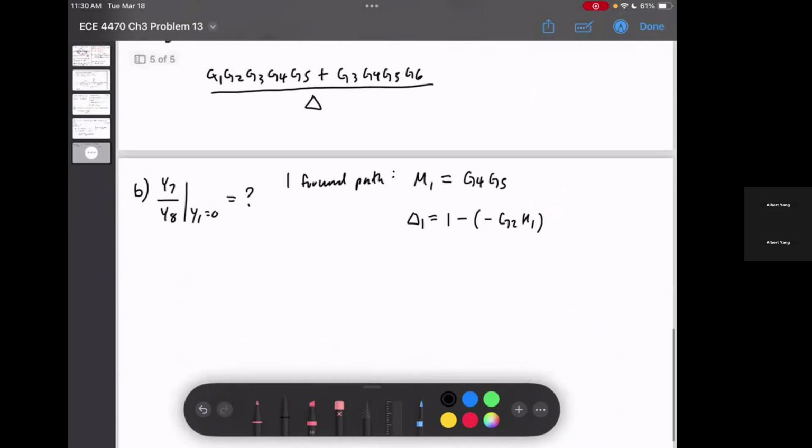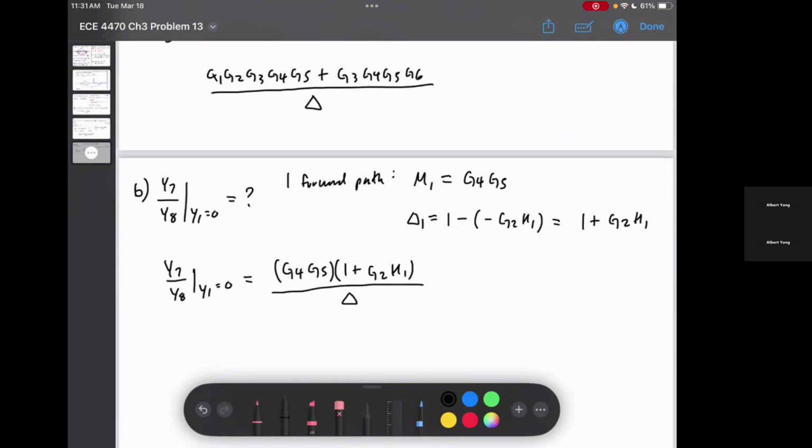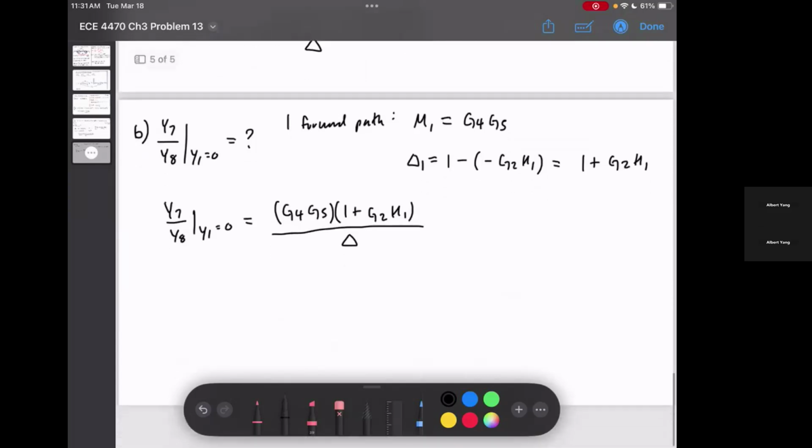Yes. Then if you simplify, this just becomes 1 plus g2h1. So when you find the transfer function here, it would actually be m1 times delta 1, which is g4, g5, and times your delta 1, which is 1 plus g2h1, divided by your determinant. And it's the same since we're using the same signal flow graph, right?